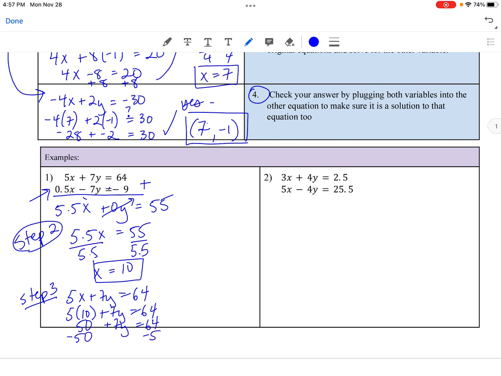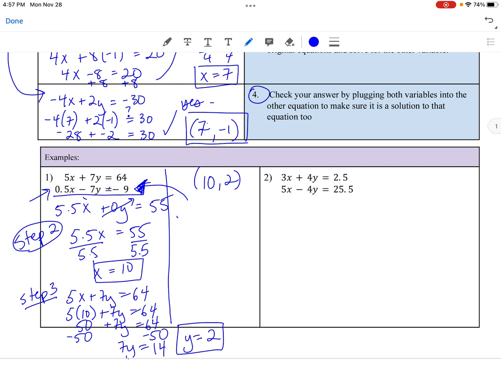Subtracting 50 from both sides, and I get 7y equals 14. Divide both sides by 7, and I get y equals 2. All right, so our point is (10, 2), and now we're going to check and see if that is right. So we're going to plug it into the second equation, this equation right here, to see if it's true.